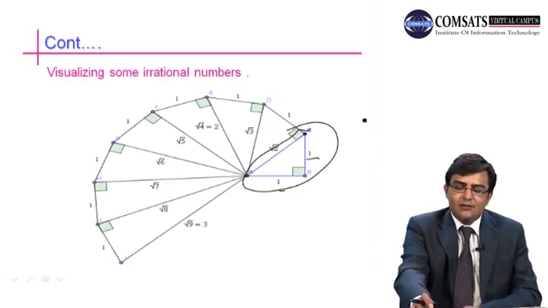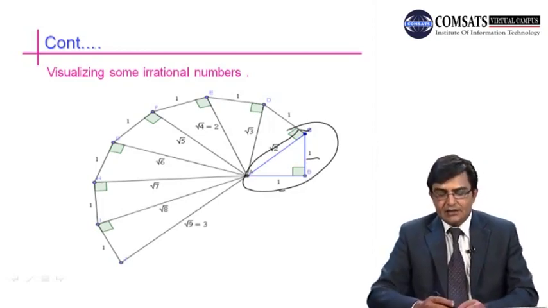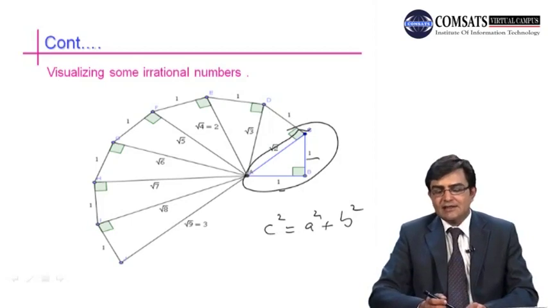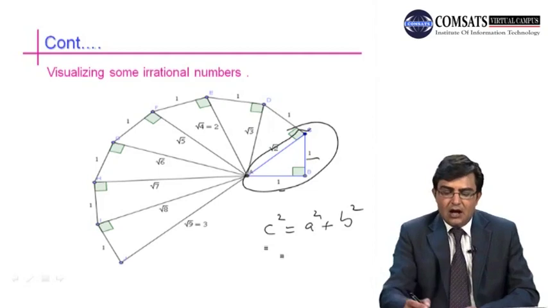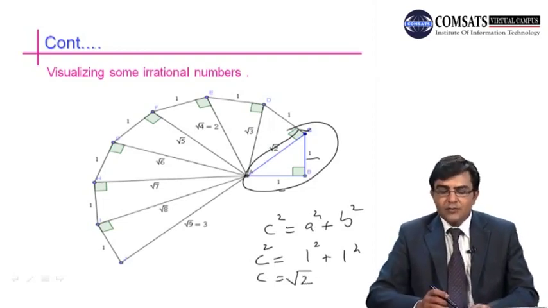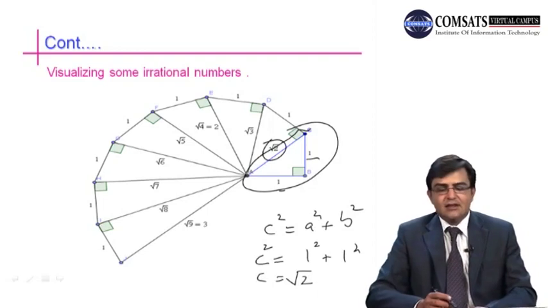What will be this side? We can obtain this side by using the Pythagoras theorem, which is c square is equal to a square plus b square. What is a? a is the base, and b is the height. So how can we find c? c square is basically 1 square plus 1 square. So what will be the c? This is obviously square root of 2. So this length is square root of 2.